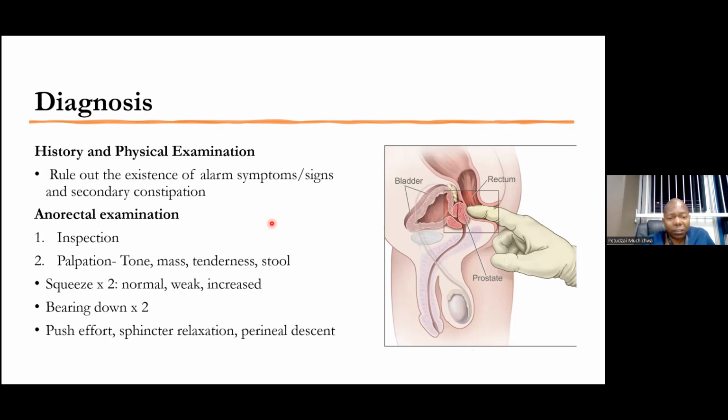So we can get quite detailed information in terms of diagnosis when you do a rectal examination. Actually, rectal examination was quite comparable to the balloon expulsion test in terms of excluding or ruling in patients with dyssynergia.